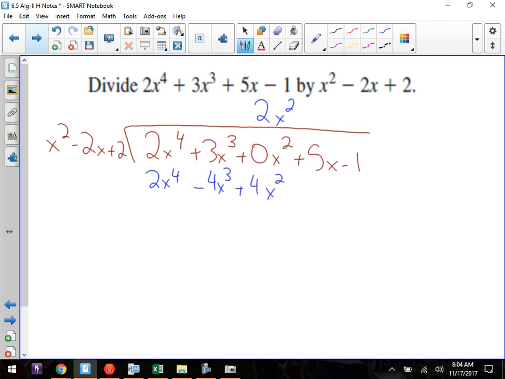And then what do you think we do? Or what do you suppose we should do? Subtract everything. Good. So you have 3 subtraction problems. 2 minus 2, gone. 3 minus negative 4, 7x cubed. 0 minus 4, and bring down the 5. Yes, it's a squared. Thank you. All we did was just subtract and rewrite. Next question, what do you multiply x squared by to turn it into 7x cubed?